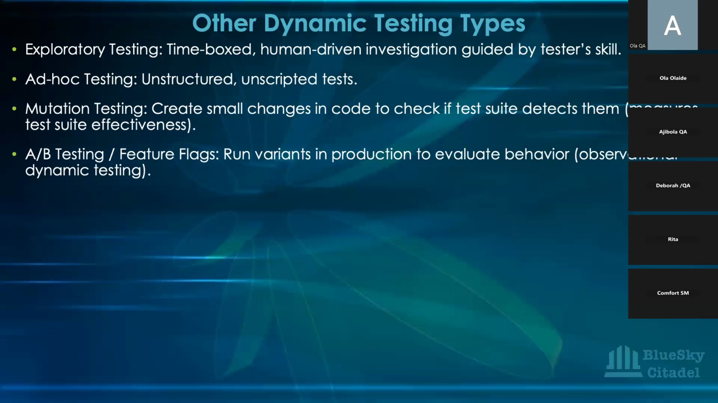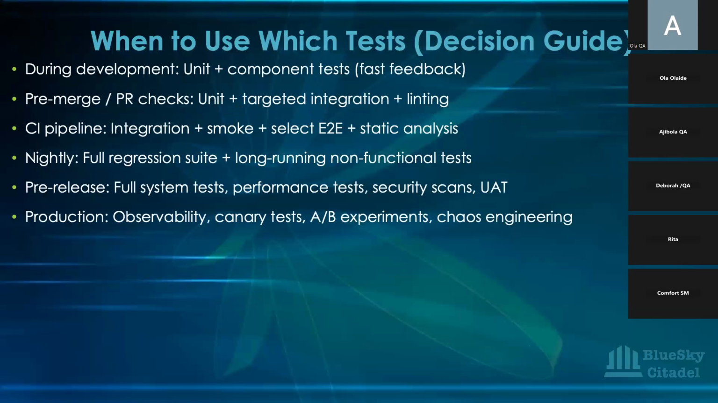Another one is A/B testing or the feature flag. So you are running variants in production to evaluate behavior of the system. So when to use which test? This is just a decision guide, and it is not fixed. It depends on the organization. This is just the general one.